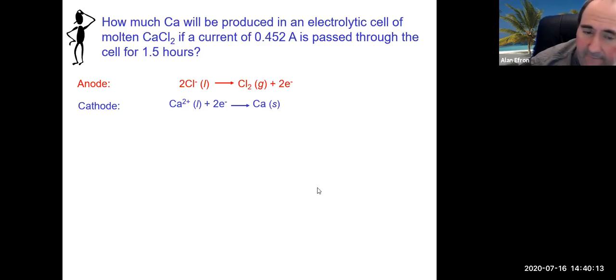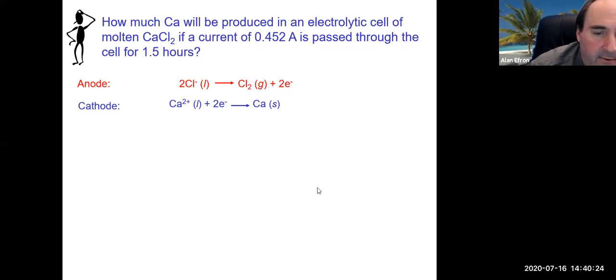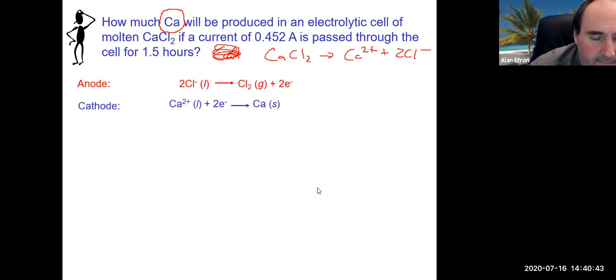So if you weren't given these half reactions here, you want to think about what is happening with the calcium chloride. When I have calcium chloride in its normal state, it is really calcium with a plus two charge and two of these Cl minuses. Now, if I want to produce solid calcium, that means the calcium needs to be on the product side, and the calcium with a charge needs to be on the reactant side. Basically, I'm going from plus two to zero, which means it's gaining electrons. And that is how I know this is the reaction I'm looking at on the cathode side.